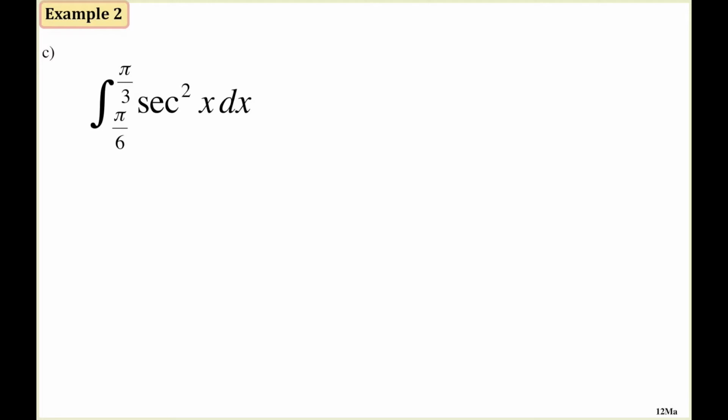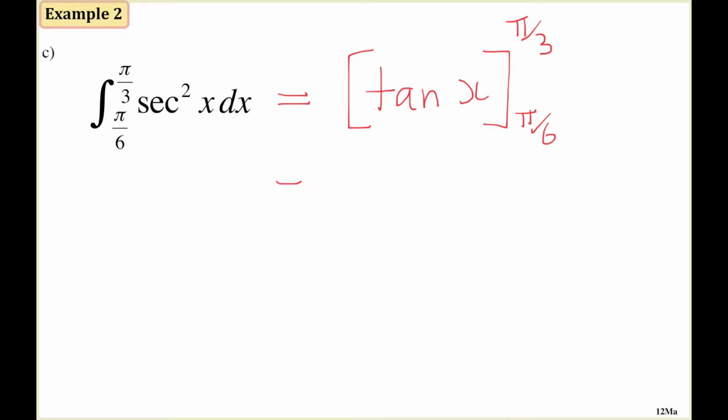Now, 2 part C, the integral of sec squared is tan. No tricky parts with this one. Tan x, and we're integrating from pi on 6 to pi on 3. So that's going to become the tan of pi on 3 minus the tan of pi on 6.